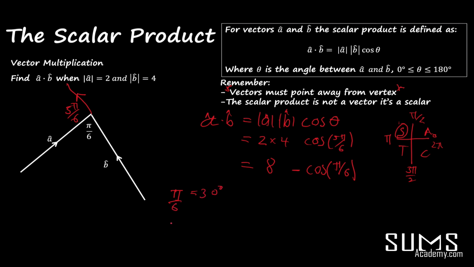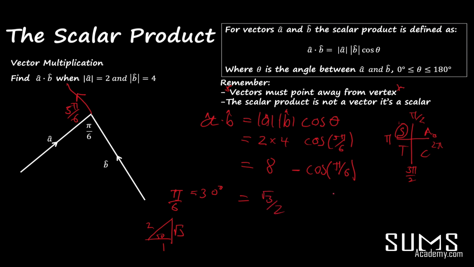Okay, and then I can have a think about my triangles. Well, I know 30 degrees is here. I know that is 1, I know that is 2, I know that is root 3. So for cos of 30 degrees, it's going to be root 3 over 2.